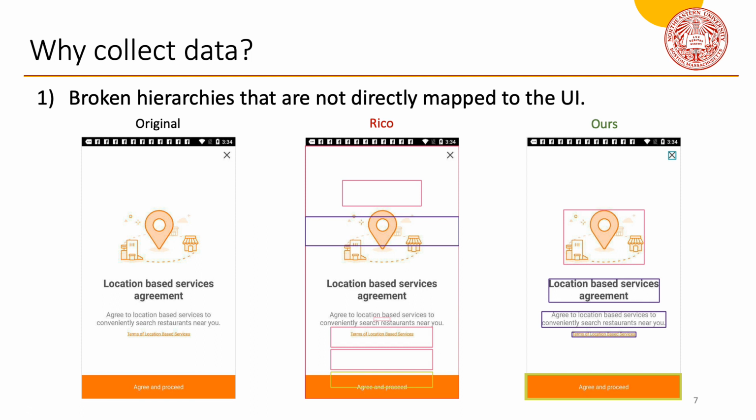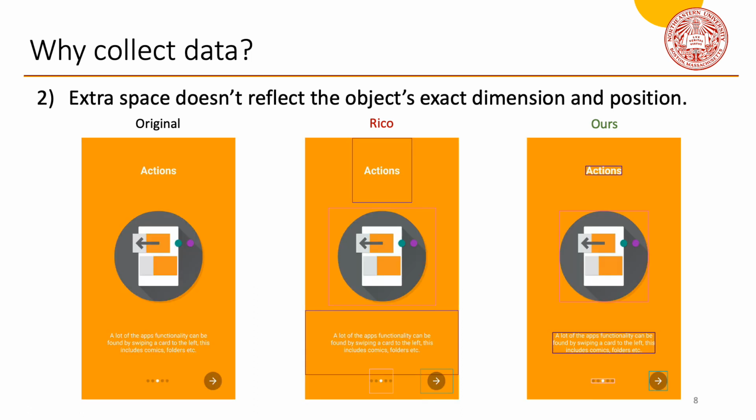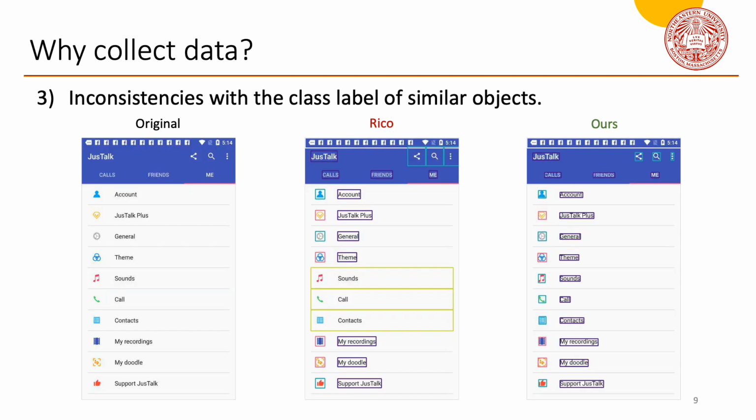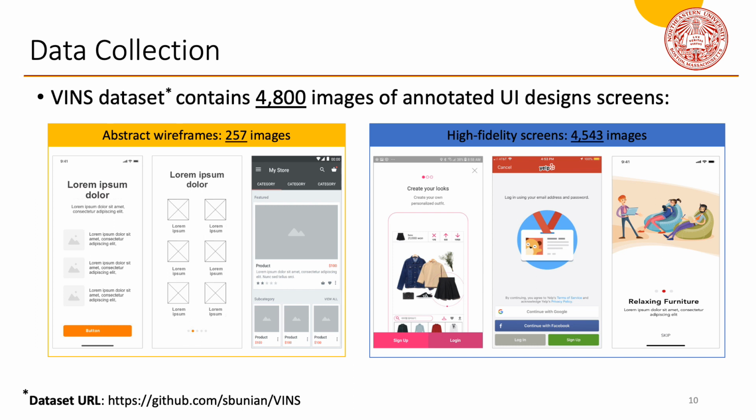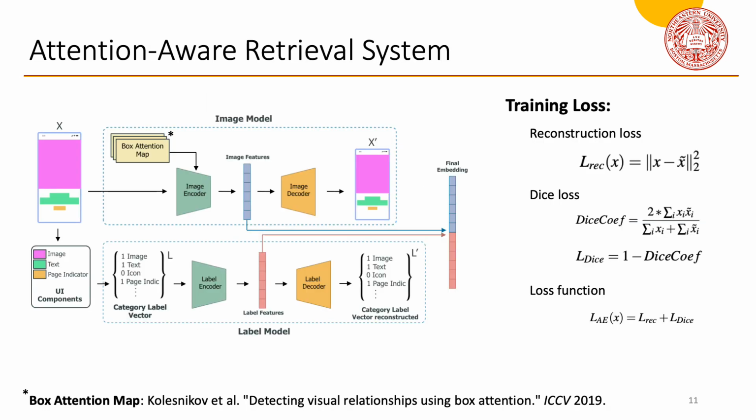Examples of these limitations are shown in the RECO column. First, broken hierarchies. Second, extra space within the bounding boxes. And inconsistencies with the class label of similar objects. As a result, the first contribution is the VINS dataset, which has a total of 4,800 annotated UI images across 2 design stages. The second contribution is the attention-aware retrieval system.